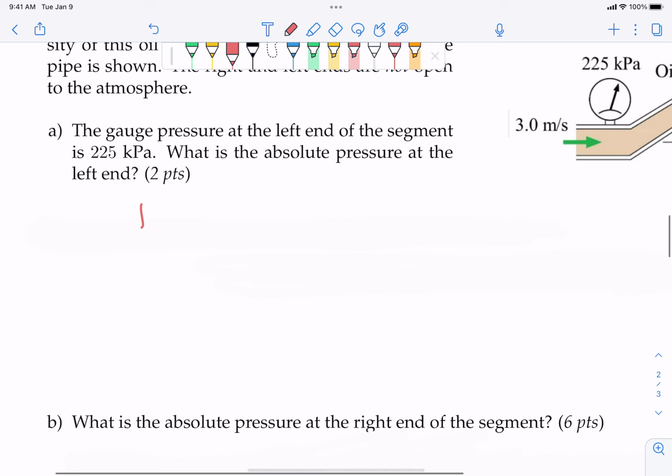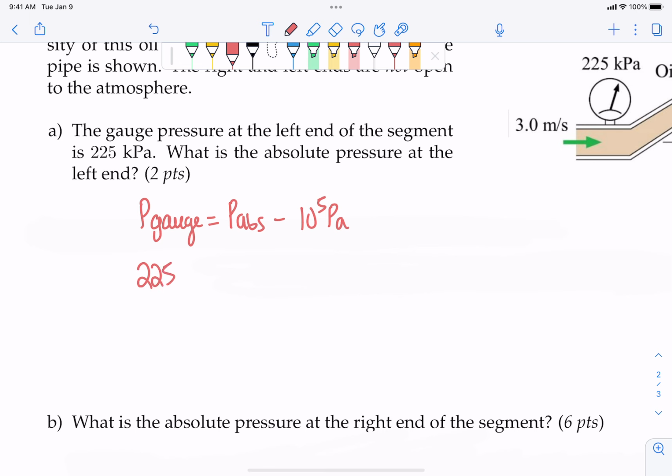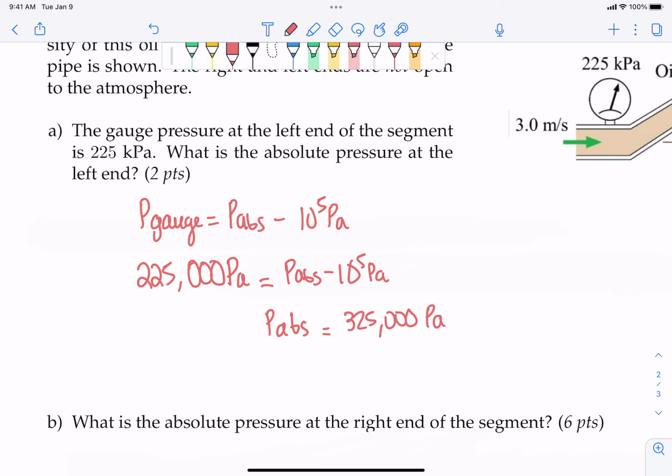So if we know that P gauge is equal to P absolute minus 10 to the 5th pascals, the atmospheric pressure, and P gauge is 225,000 pascals, then I can simply add over the 10 to the 5th pascals. 10 to the 5th is just 100,000, so 100,000 plus 225,000 gives you 325,000 pascals. That should be your absolute pressure at the left end.